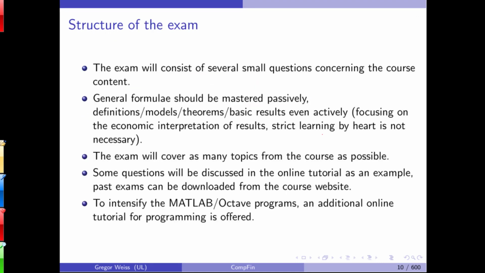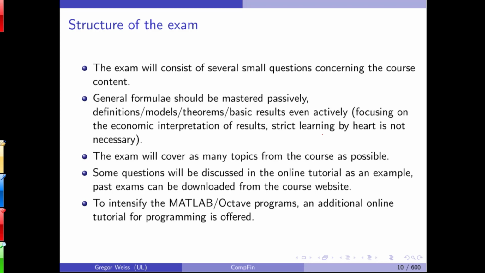Okay, what can you expect of the exam? The best way to get an idea of what the exam will look like is just to look at the previous exams. We have like 5 or 6 old exams available for downloading on the website. That's the best way to see what the exam will look like.